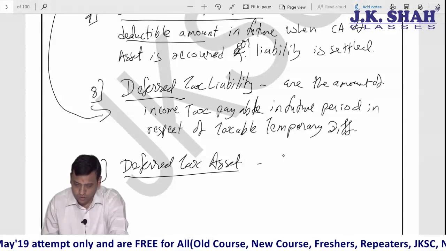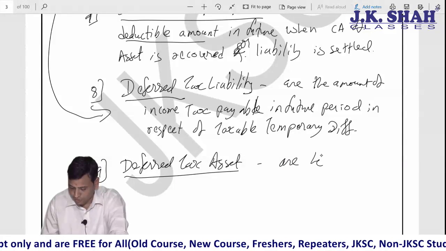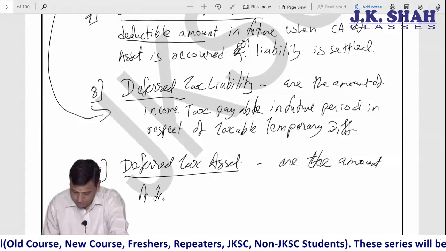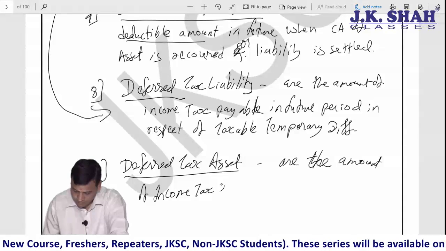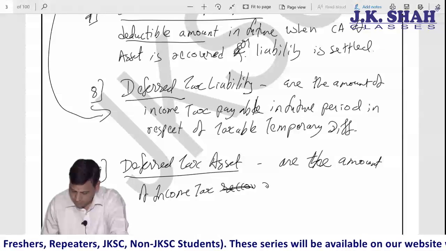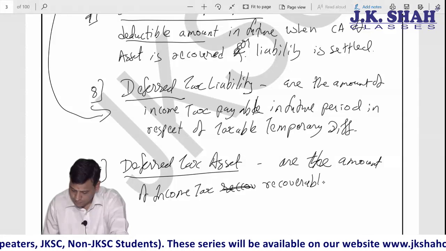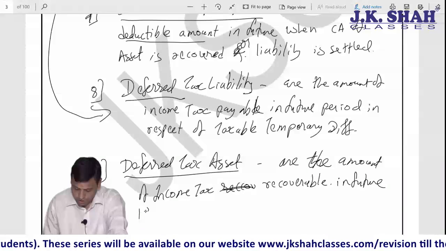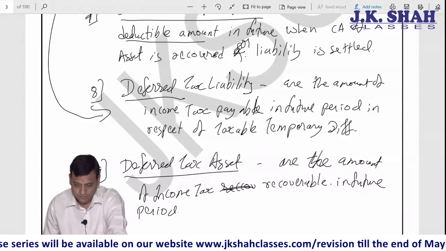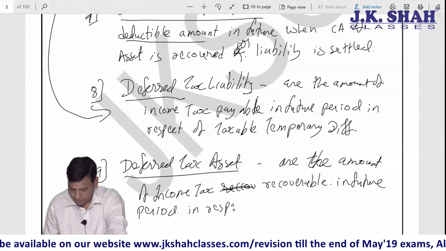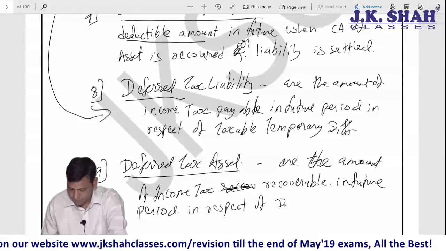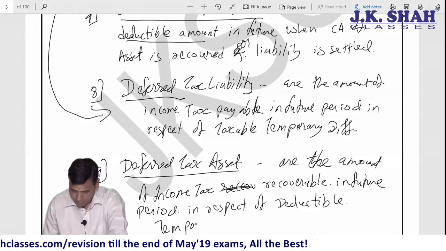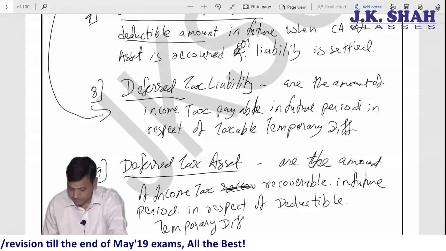Ulta, barobar ulta. What ulta? Can I say deferred tax asset are the amount recoverable in future period in respect of deductible temporary difference.